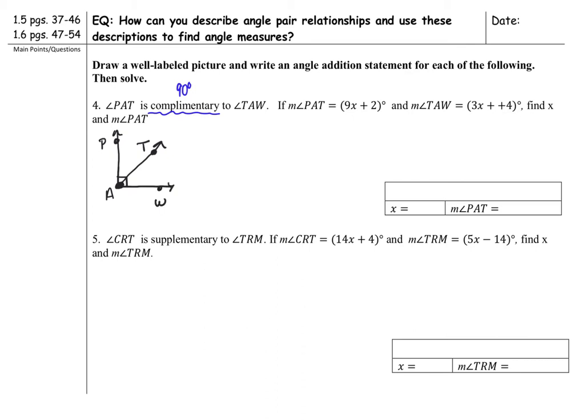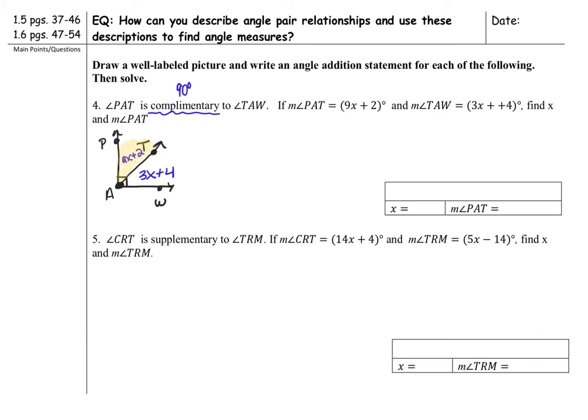So now we just have to substitute in the values that they tell us, or the expressions. So if the measurement of angle PAT is 9x plus 2, we're going to write that for that angle, 9x plus 2. And then the measurement of angle TAW is 3x plus 4. I'm going to have to fix that double positive right there. So 3x plus 4. We're going to solve for x, and we're going to be finding the measurement of angle PAT. So I just like to highlight the angle that I'm supposed to be solving for.